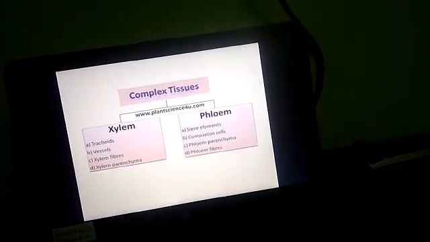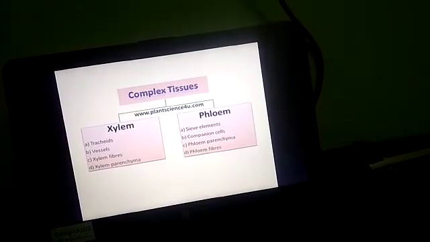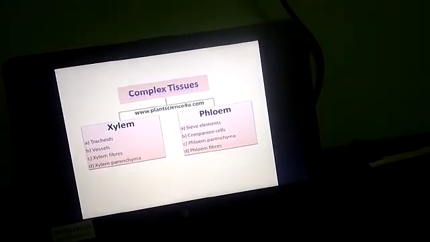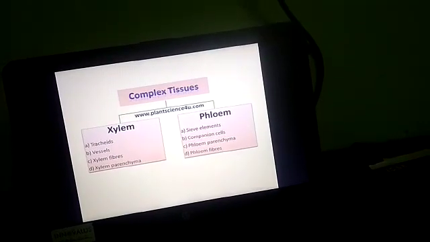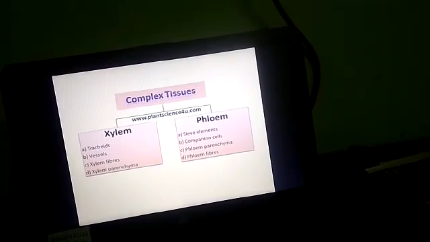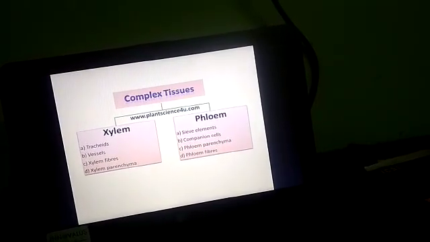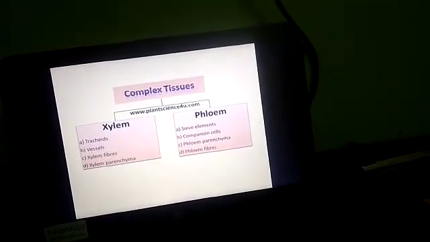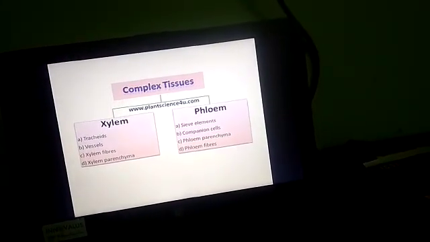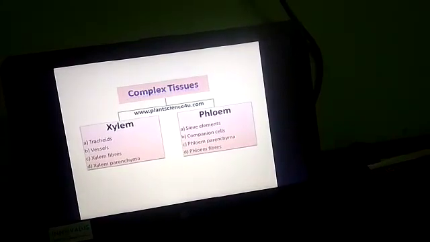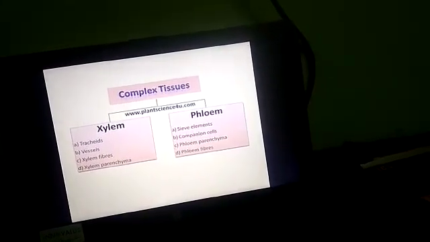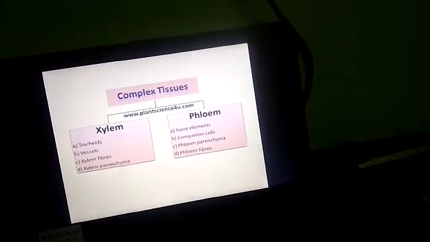Xylem is made up of tracheids, vessels, xylem fibers and xylem parenchyma, and phloem is made up of sieve tubes, companion cells, phloem parenchyma and phloem fibers. In xylem, the conducting cells are dead, but in phloem, the conducting cells, that is sieve tubes, are living.